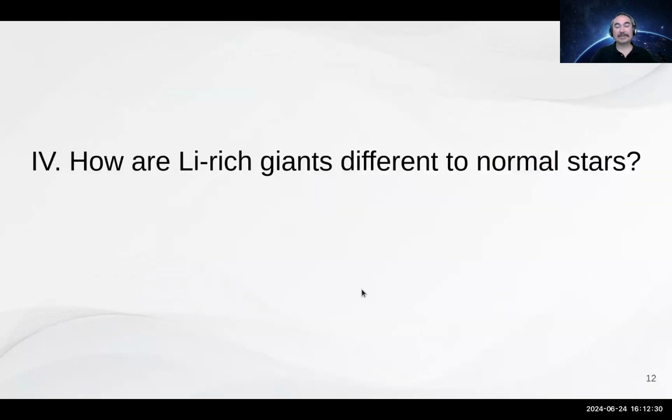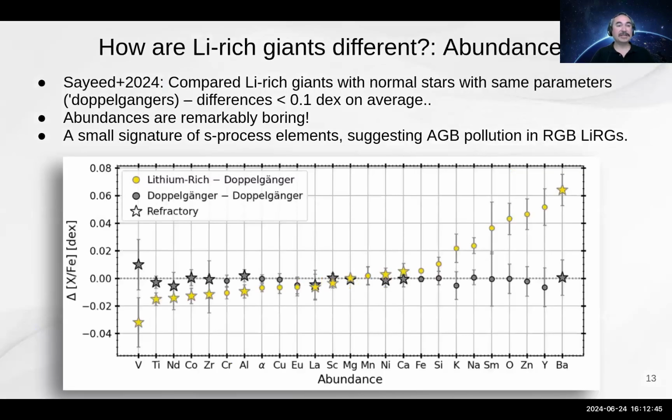Okay. So a classic question that comes up in this field is, okay, these stars are lithium rich, but what else is different about them? What makes them stand out? And if we can find other things that are different about them, we might be able to say something about their progenitors. So there's been a recent study by Saeed et al. 2024. So they took a sample of about 1,000 lithium-rich giants, because you can do that now, and then they paired them up with doppelgangers, so stars with exactly the same stellar parameters, metallicity as well, and they compared various properties between these doppelgangers and the lithium-rich giants.